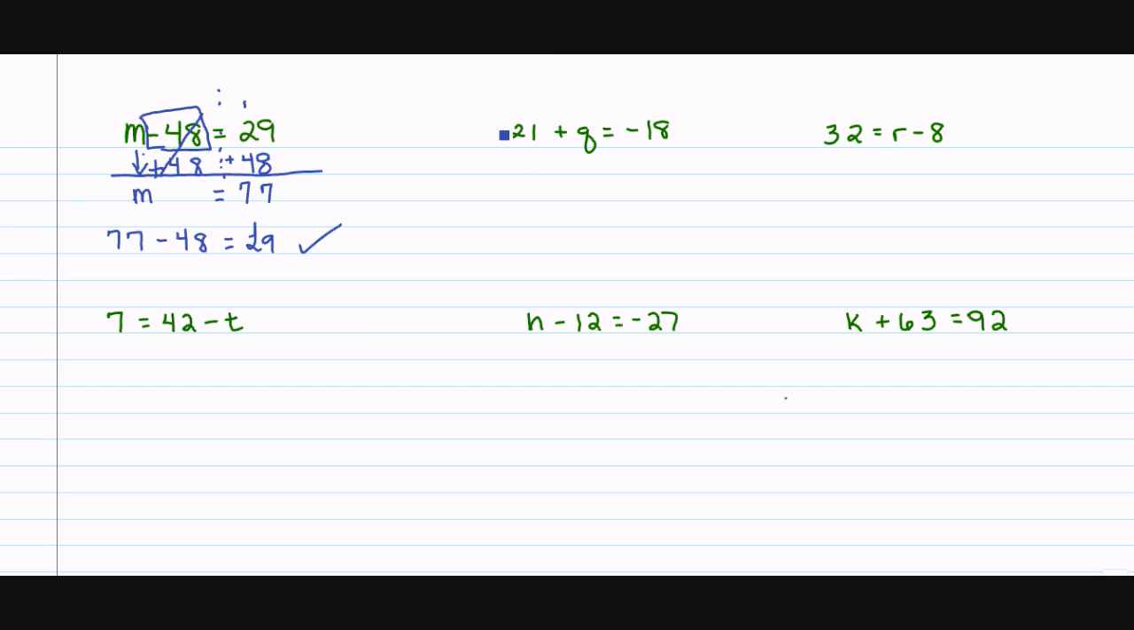There's no sign in front, so it's a positive 21. I'm going to start with this because I want to isolate my q. So I'm going to do the opposite. Since I need to move the 21 over to this side, I need to do the opposite. The opposite of adding 21 is subtracting 21. And what I do to this side of the equation, I must go over to the other side of the equation and do the exact same thing.